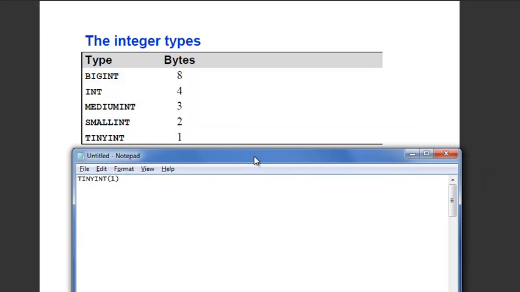One more interesting point that I would like to make is that tiny int, when it's set to display format 1, gives you a way to represent a boolean type, true or false. The bool type is basically the same type as tiny int 1. So you can store true or false, where 1 represents true, and 0 represents the false value. So tiny int 1 is compatible with the boolean type.